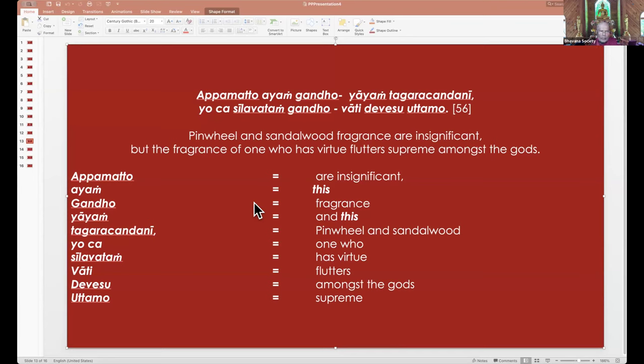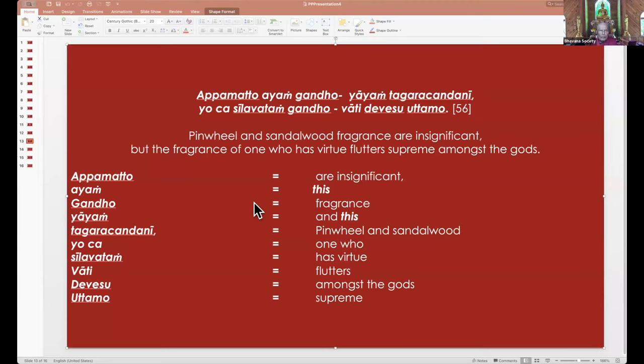The meaning is: pinwheel and sandalwood fragrance are insignificant, but the fragrance of one who has virtue flutters supreme amongst the gods. Okay, let us see the meaning of each word.